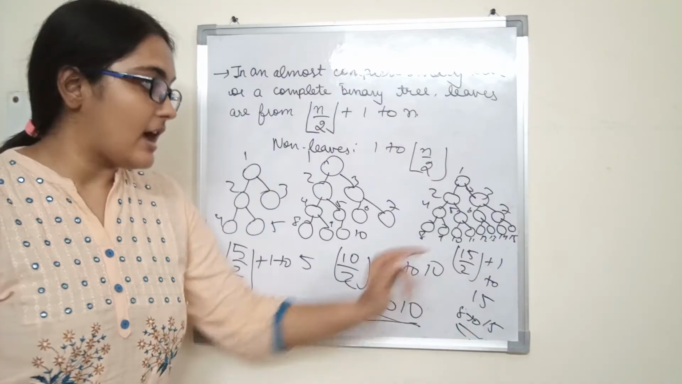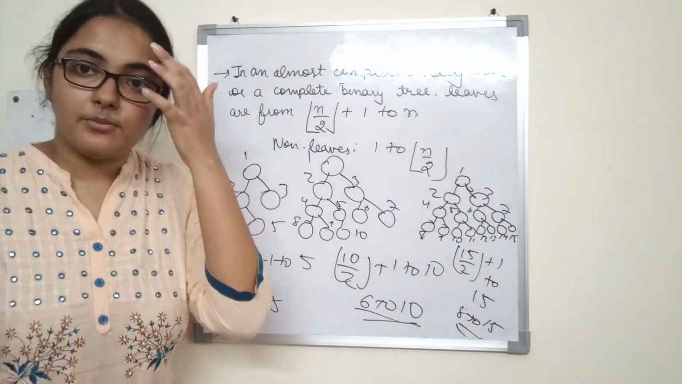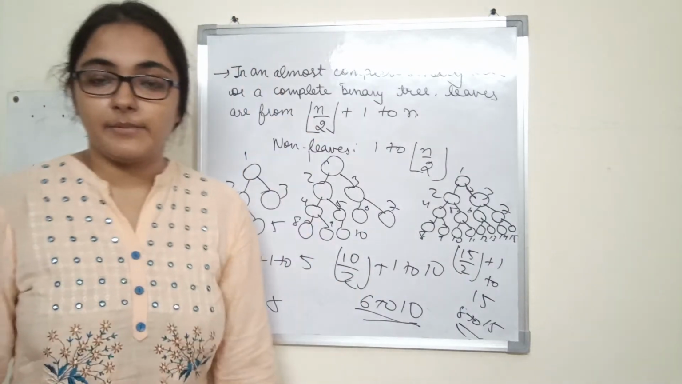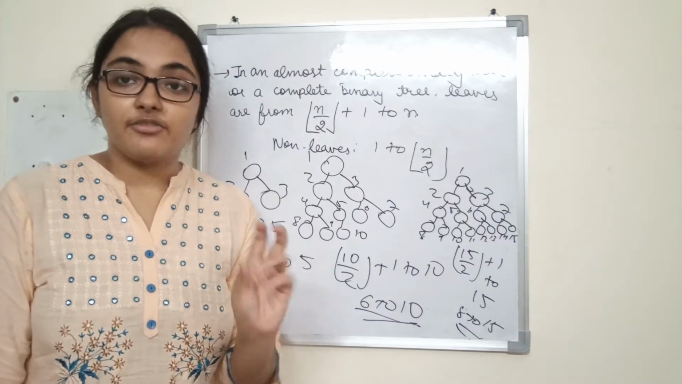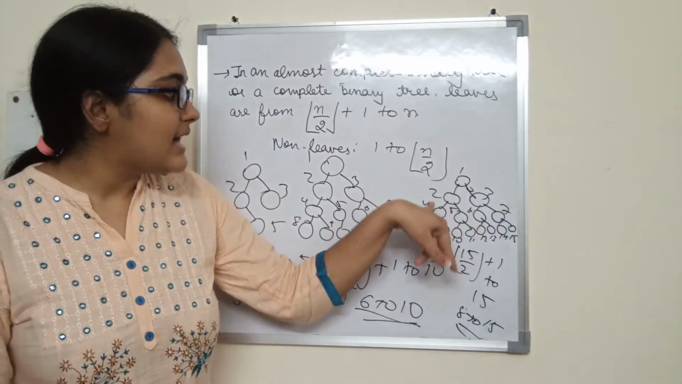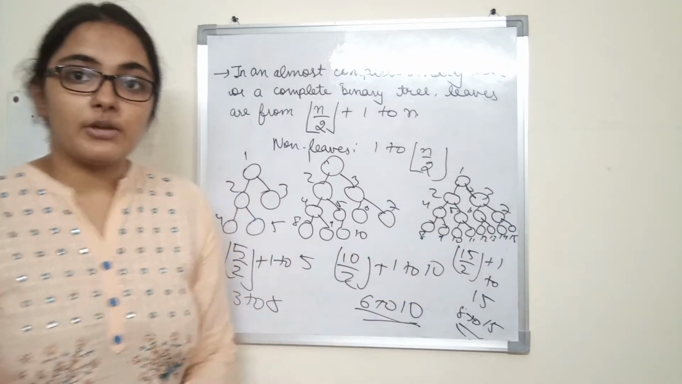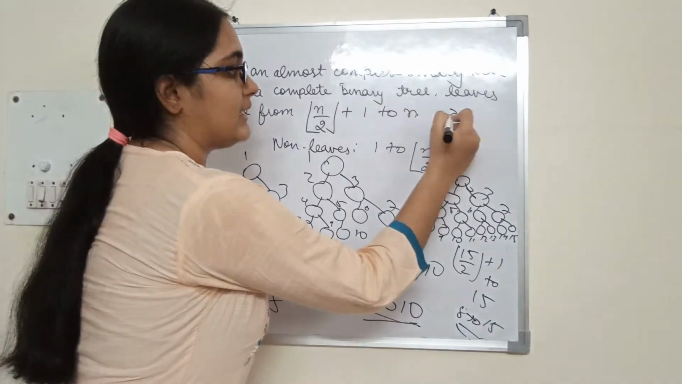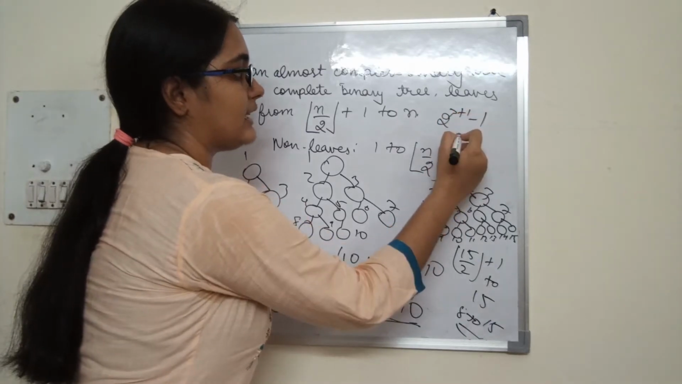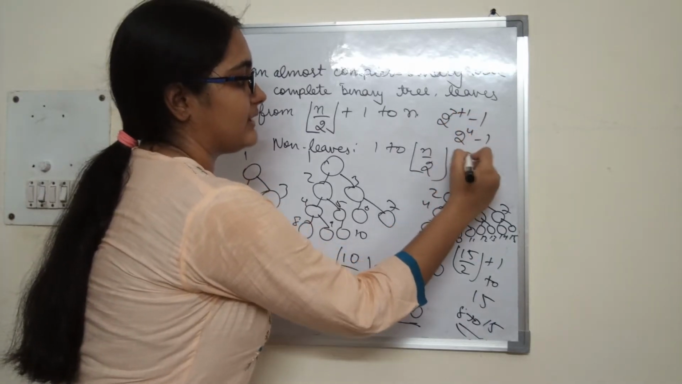Is that true? Yeah. So in a complete binary tree, the number of nodes will be 2 power h plus 1 minus 1, where h is the height of a complete binary tree, right? So what is the height of the complete binary tree? 1, 2, 3. 3 is the height. So the number of nodes will be 2 power 3 plus 1 minus 1. That is 2 power 4 minus 1.